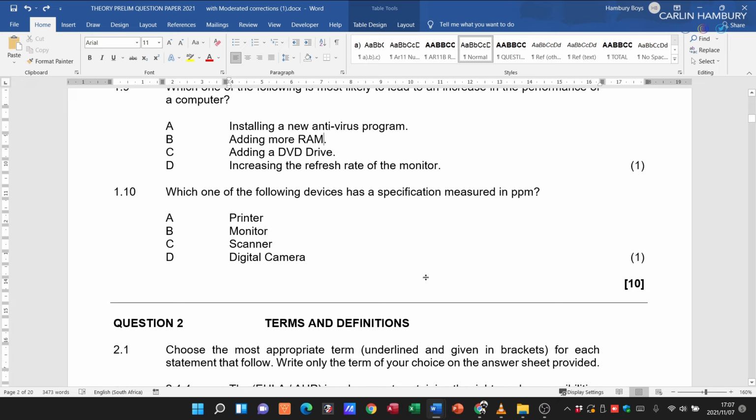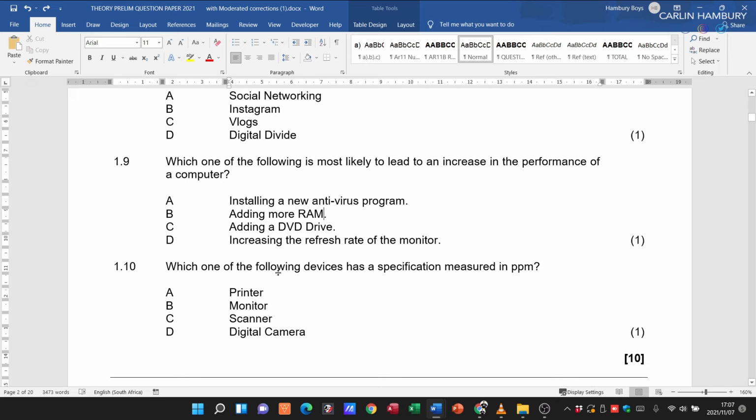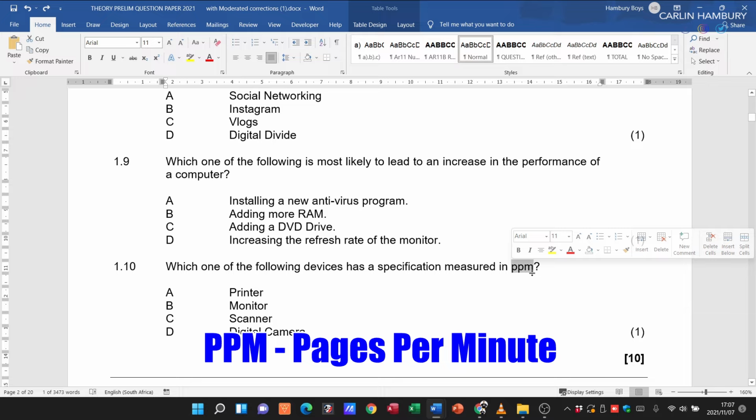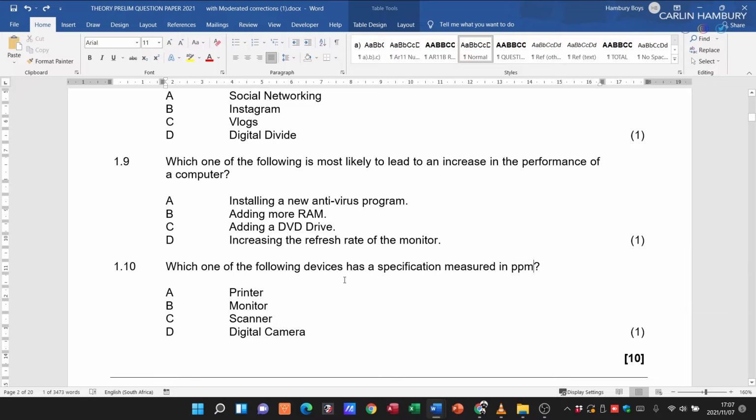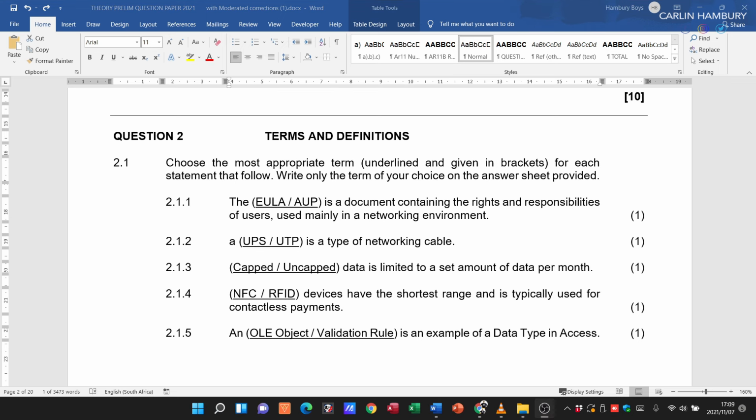Or memory. And then the last one for question number 1, which one of the following devices has a specification measured in ppm? What does that stand for? Pages per minute. So if we're talking about pages per minute, what are we talking about? We're talking about printers. Monitors? No. Scanners? No. Digital cameras? No. So the only option there is A, our printer.